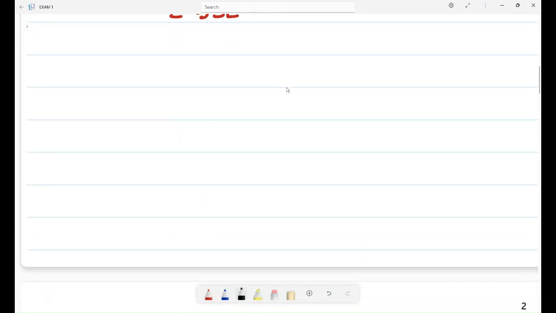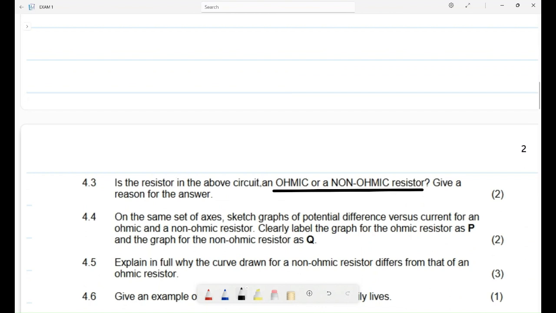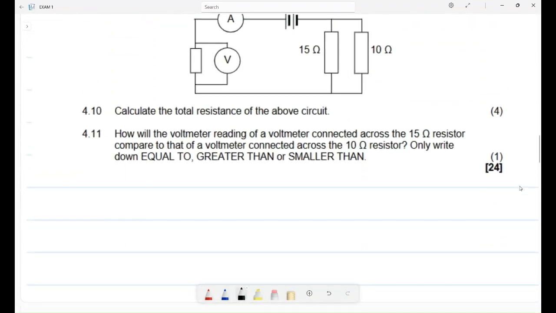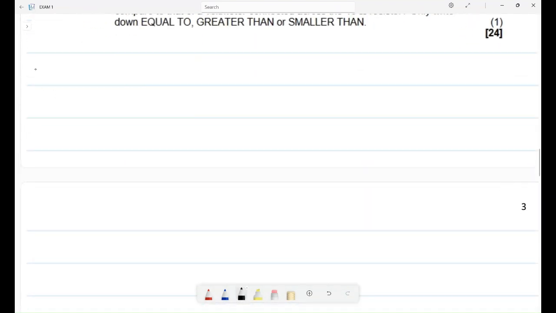So the question says to us: is the resistor in the above circuit an ohmic or non-ohmic conductor? So we have to say it is an ohmic conductor. Why are we saying that? It is because it is obeying Ohm's law. So for 4.3, you're going to say it is ohmic. Then you have to give a reason for your answer.